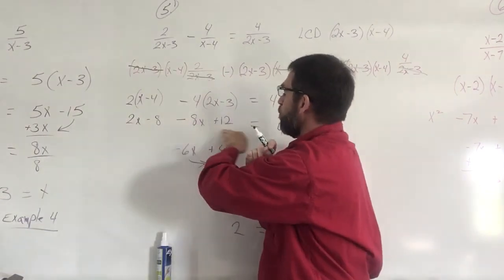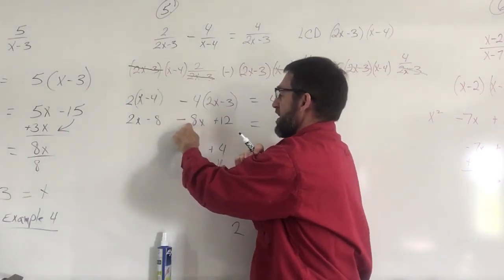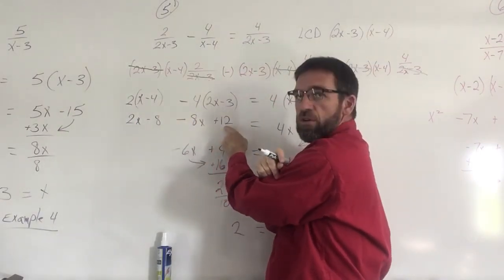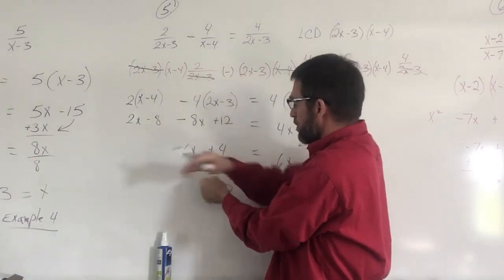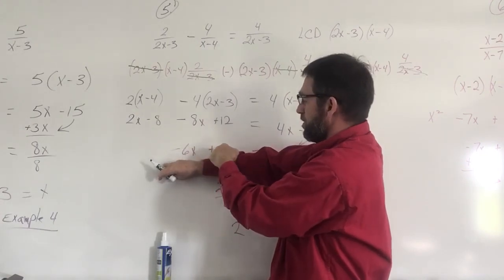We just put this all in one line, and that left this negative 8, and then this 12. When you combine the positive 12 and negative 8, you came up with 4. So that brought me down to negative 6, positive 4.